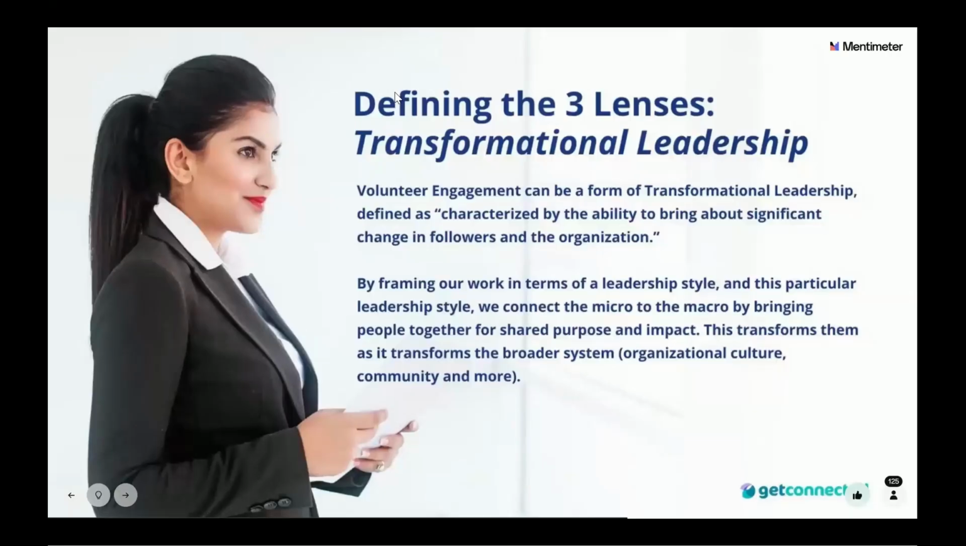So the second lens that I want to introduce you to is transformational leadership. And we very rarely call ourselves leaders in a more informal sense. We call ourselves leaders of volunteer engagement often, but we don't see ourselves in a position of leadership. And the thing is that leadership can be formal, right? Because maybe you're the executive director or CEO. That's a formal leadership role. But volunteer leadership is absolutely a leadership role, whether you're on the senior leadership team or management team of your organization or not.